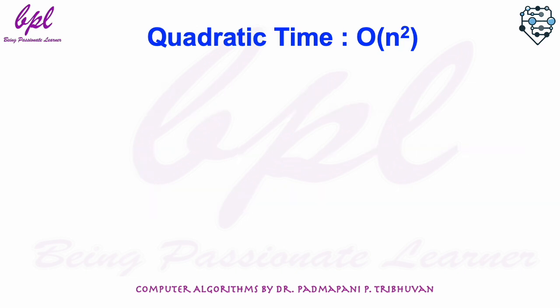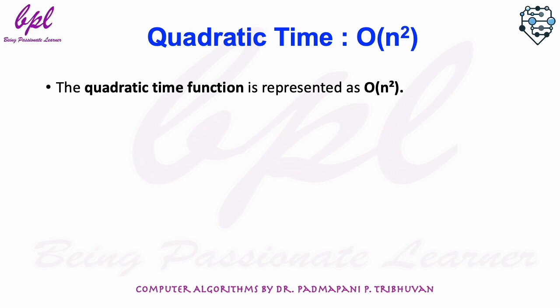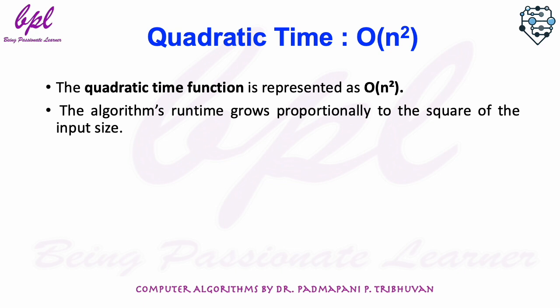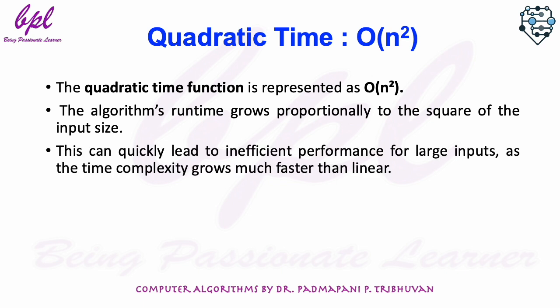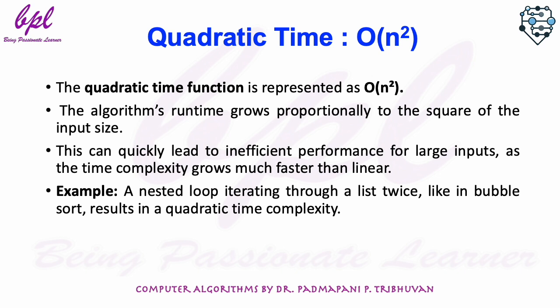Next is quadratic time, big O of n squared. The quadratic time function is represented as big O of n squared, and it means the algorithm's runtime grows proportionally to the square of the input size. This can quickly lead to inefficient performance for large inputs as the time complexity grows much faster than linear. Example, a nested loop iterating through a list twice, like bubble sort, resulting in a quadratic time complexity. For each element, you compare it with every other element, leading to a runtime that grows significantly as the input size increases.